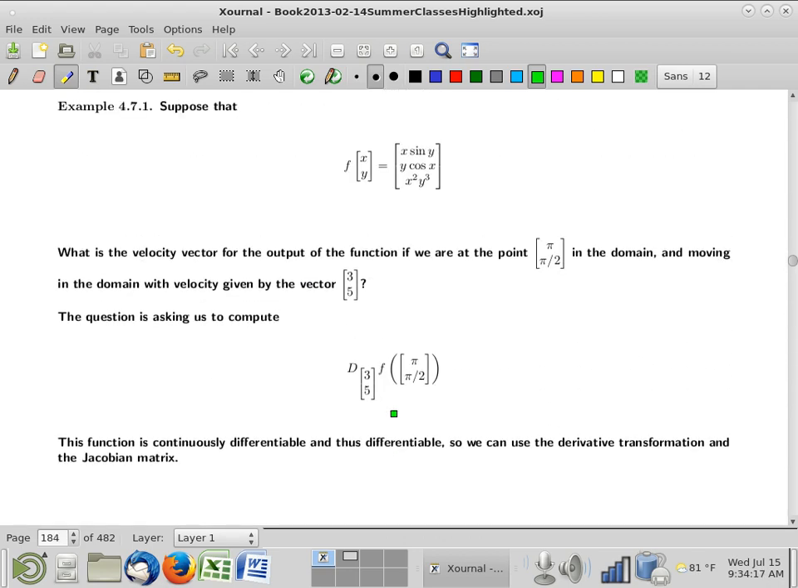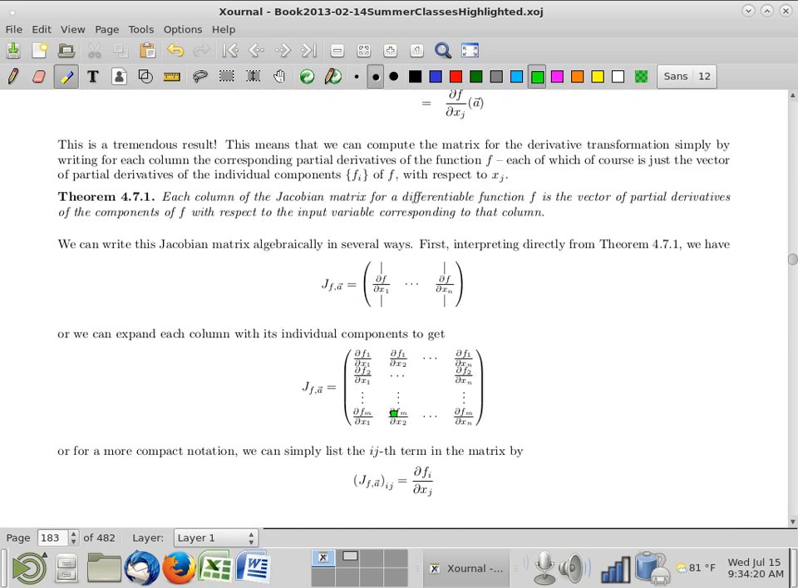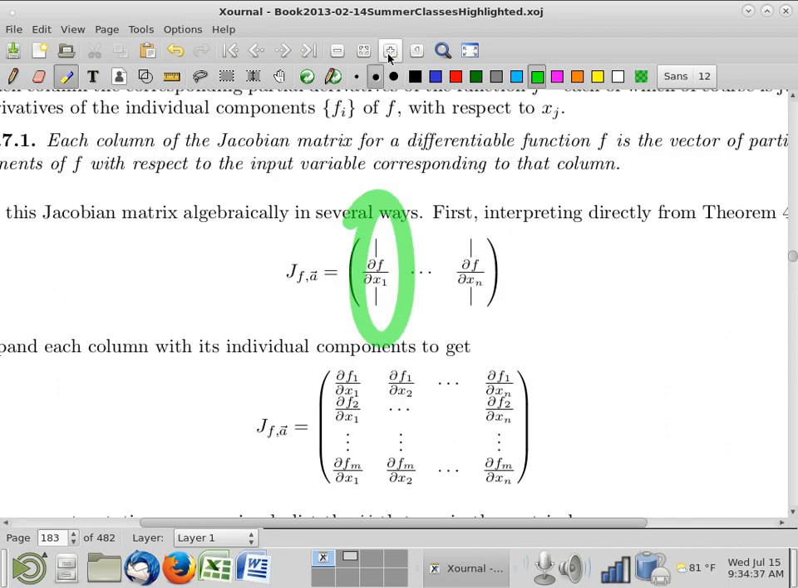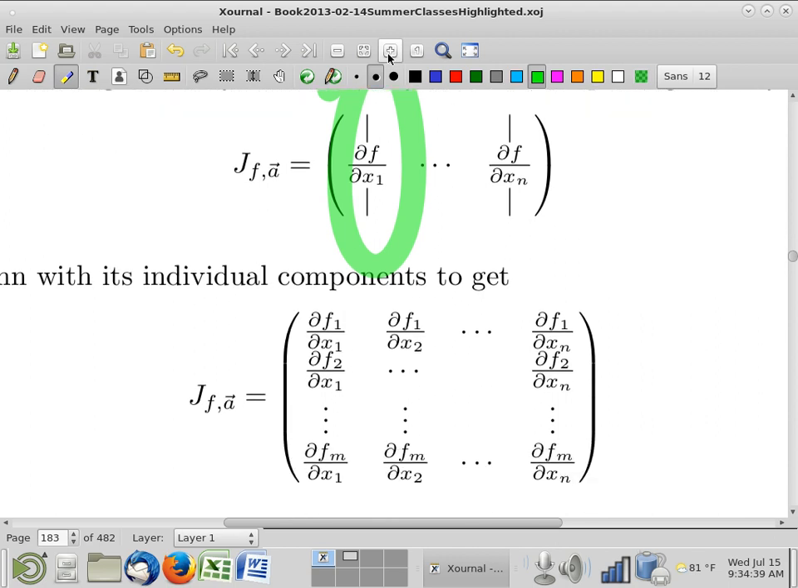Keep in mind, let me flip back here, each column of the Jacobian matrix is a partial derivative of all the different components of the function with respect to a particular input variable. So this first column is the partials with respect to x1. Let me zoom in to make sure this is clear. So first column, partials with respect to x1. The second column is the partials with respect to x2, etc. So each column corresponds to an input variable.